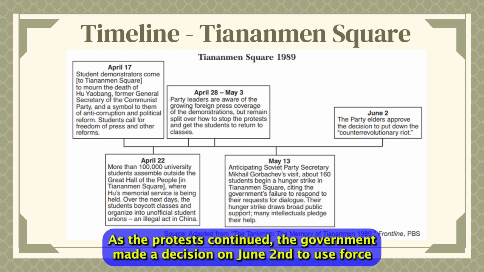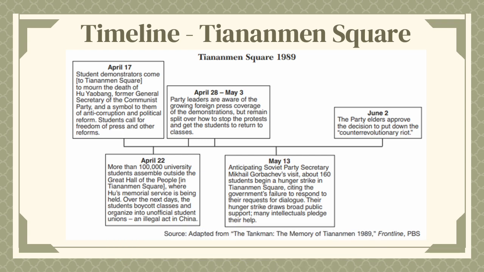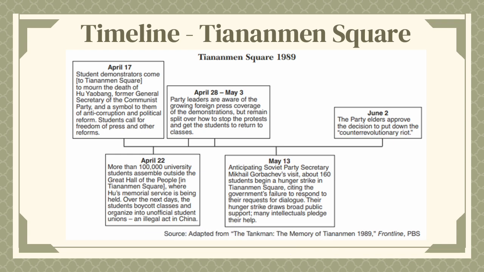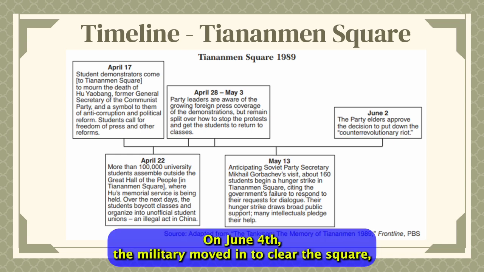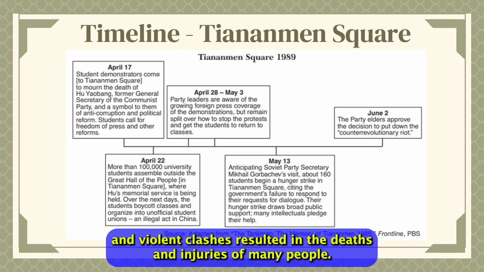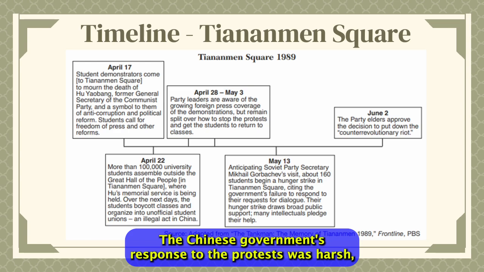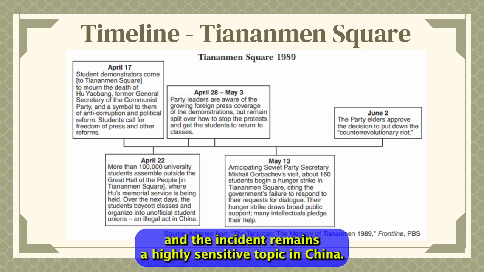As the protests continued, the government made a decision on June 2nd to use force to put down what they called a counter-revolutionary riot. On June 4th, the military moved in to clear the square, and violent clashes resulted in the deaths and injuries of many people. The Chinese government's response to the protests was harsh, and the incident remains a highly sensitive topic in China.